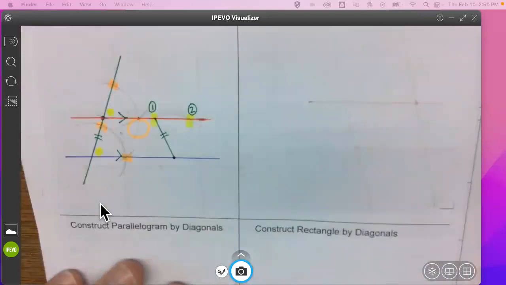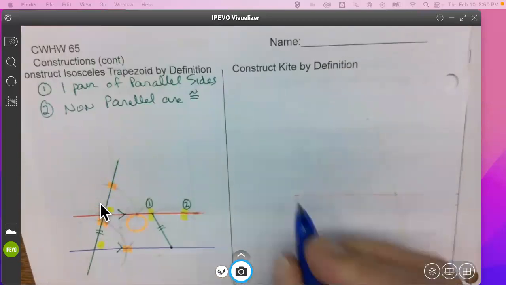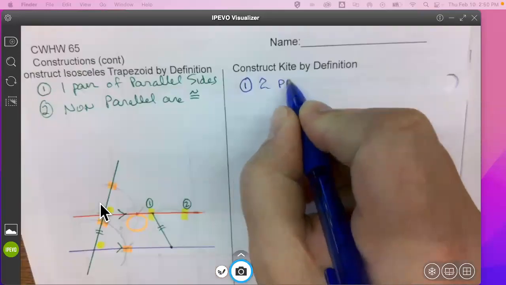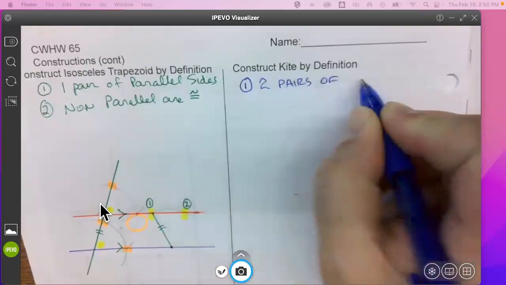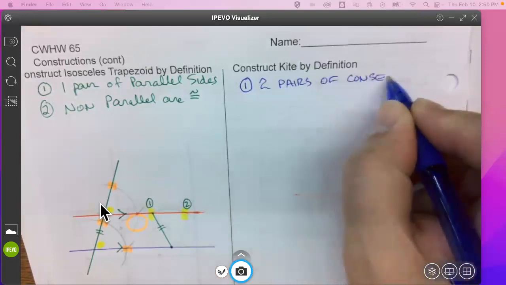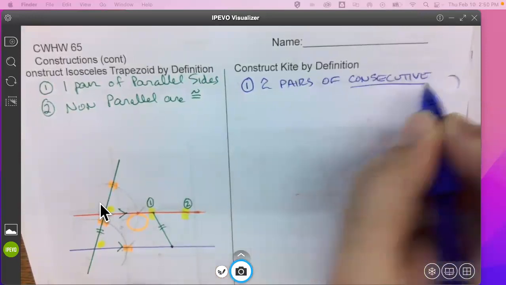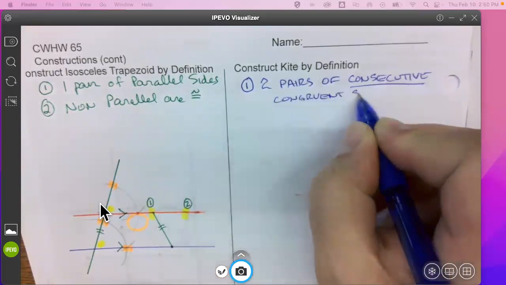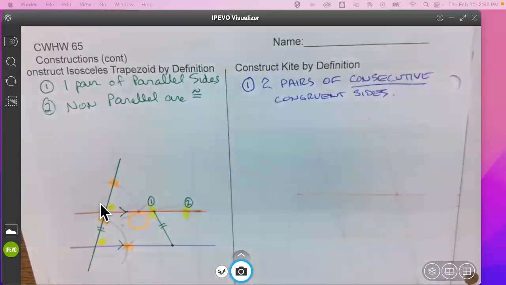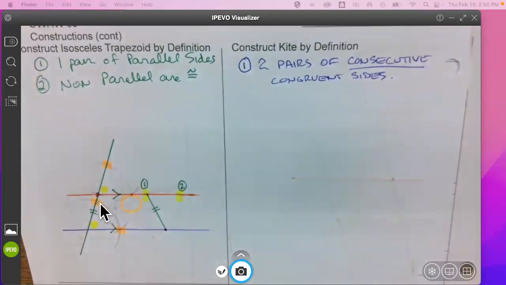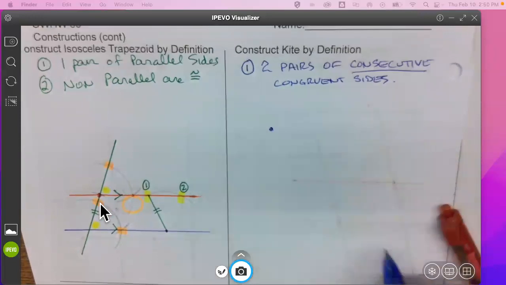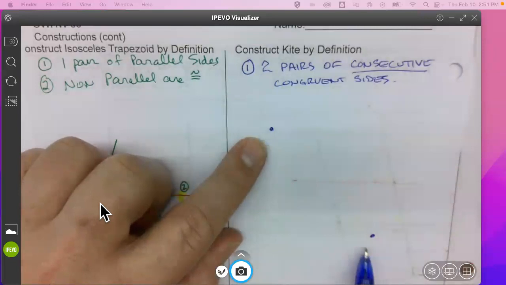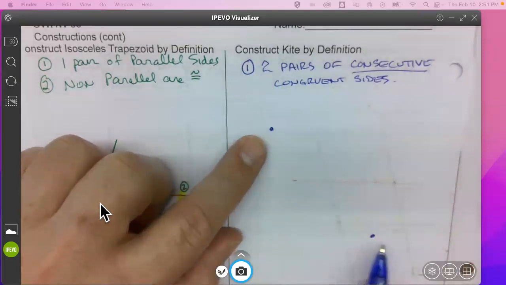So let's come back here. Definition is two pairs of consecutive congruent sides. This is the one I made a mistake on and did earlier. Give yourself 2 points. One up here, one down here.